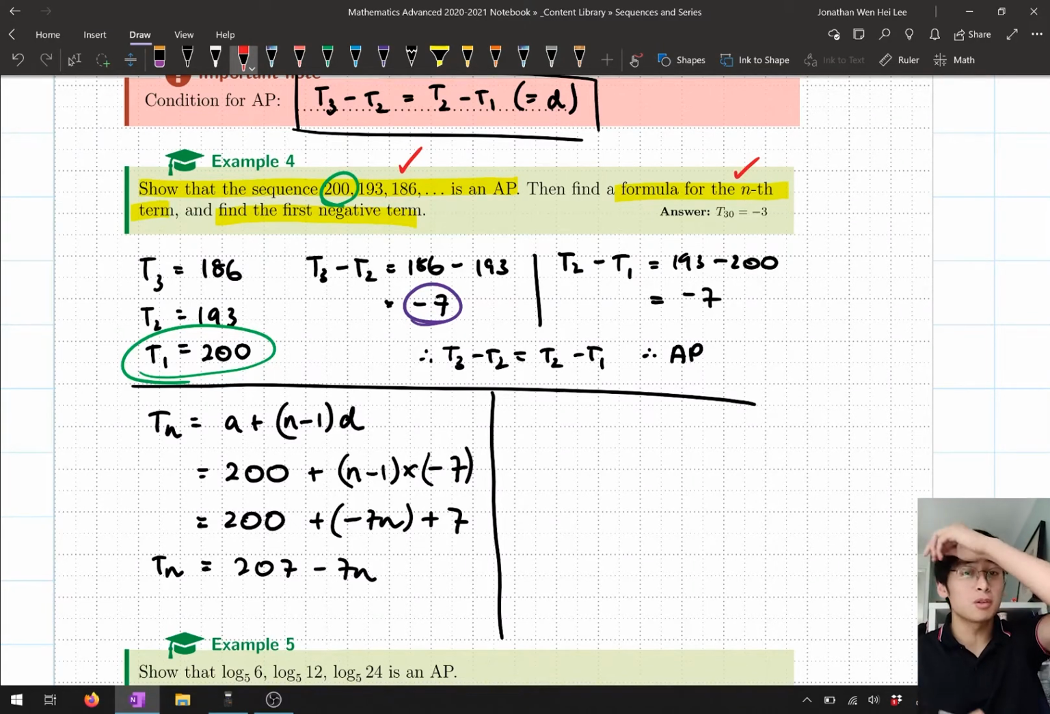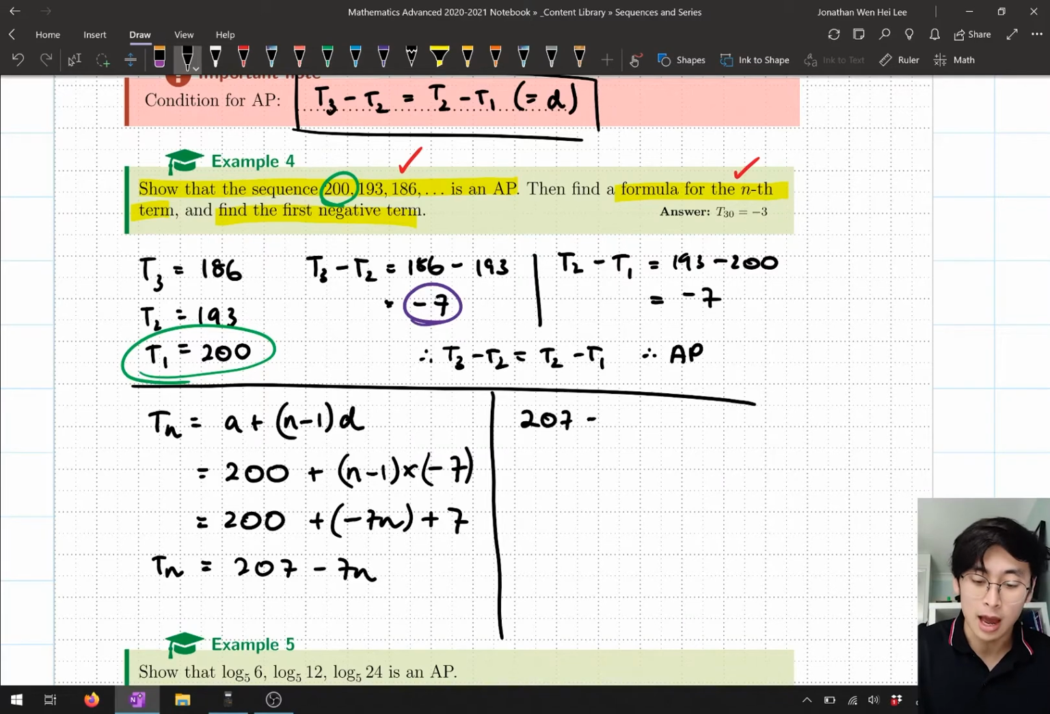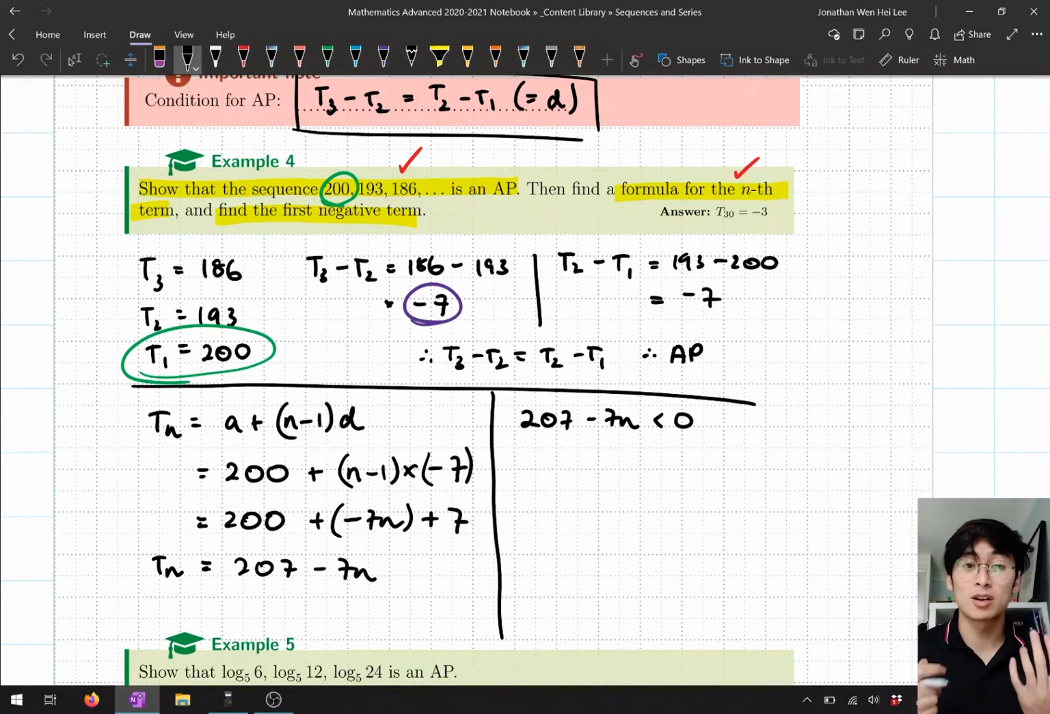So what we want to do is figure out when this sequence becomes negative. If you remember from last lesson, if something is negative, that means less than 0. So we can go 207 minus 7n is less than 0. I also showed you that I prefer doing it as equal to 0, but let's just try doing it this way. Once again, we just need to test those 2 values that our number falls between. So let's solve this.